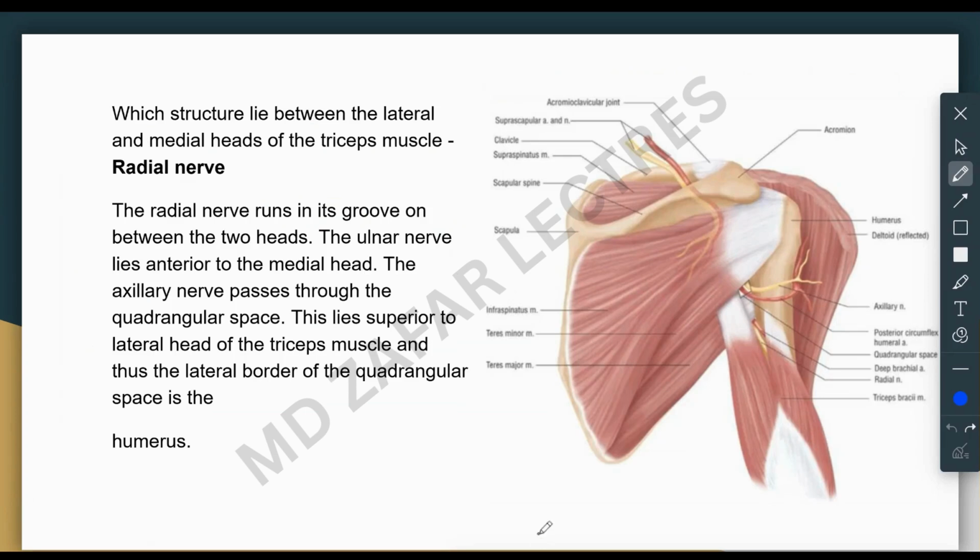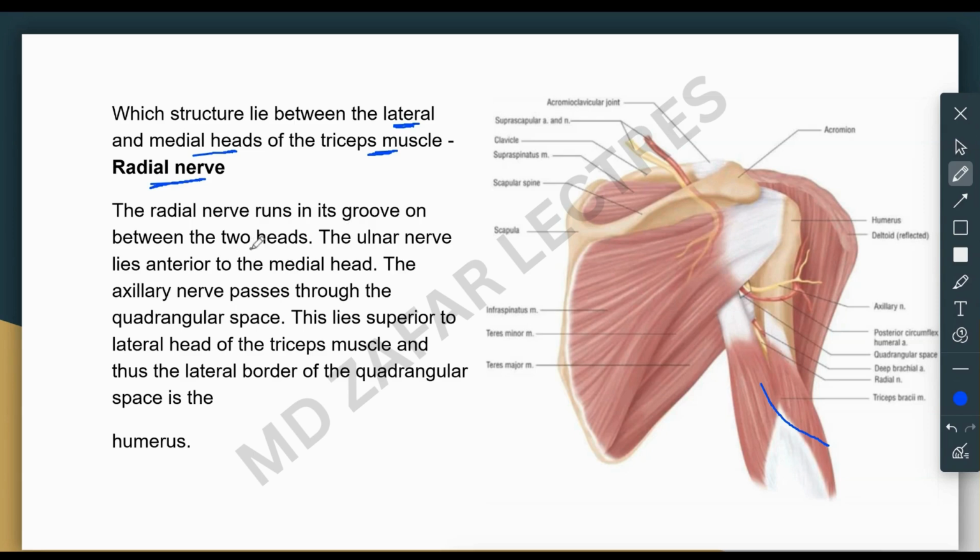So next we have: which structure lies between the lateral and the medial heads of the triceps muscle? That would be the radial nerve. As I've explained in the previous section, between the lateral and the medial head there is the radial groove. So through the radial groove passes the radial nerve as well as the profunda brachii artery. So between these two heads, this is the long head, this is the lateral head, and beneath this will be the medial head. So the radial nerve runs in the groove between these two heads.